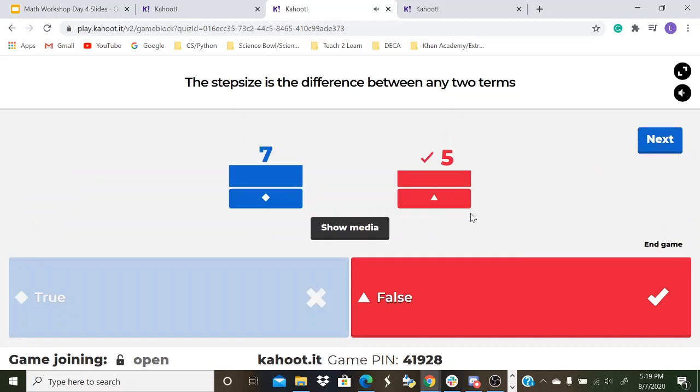Great. So this is false because the step size isn't just the difference of any two terms. The two terms have to be next to each other to get the true step size. So yeah.